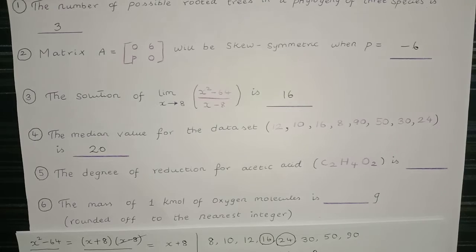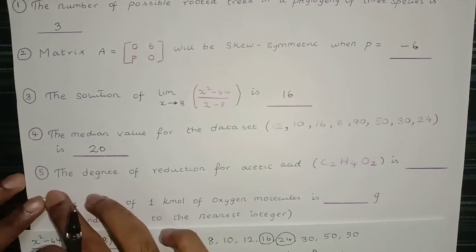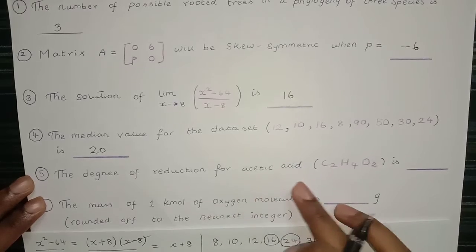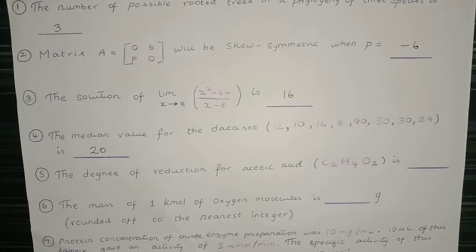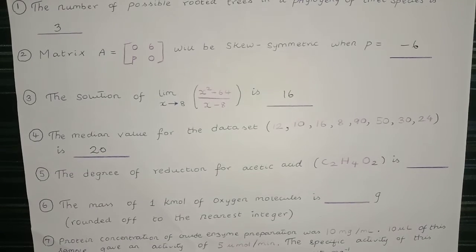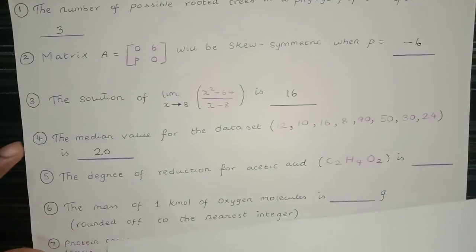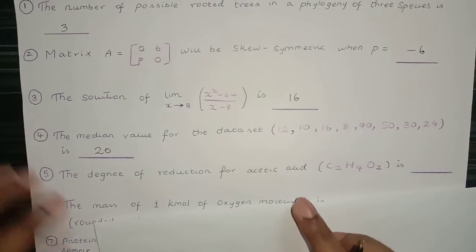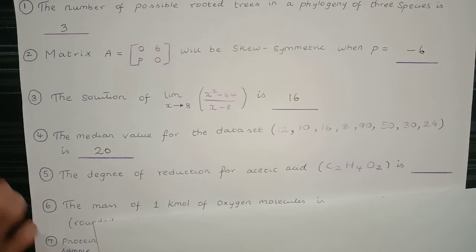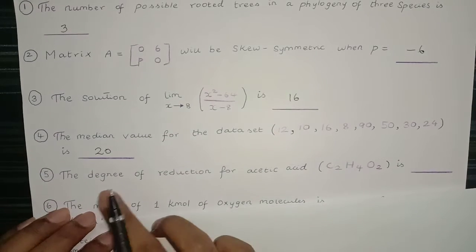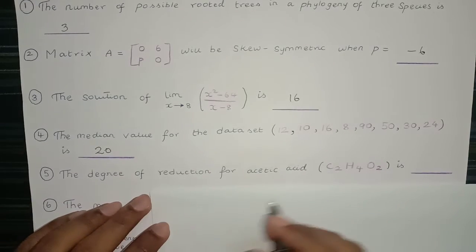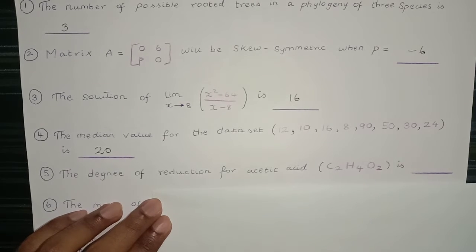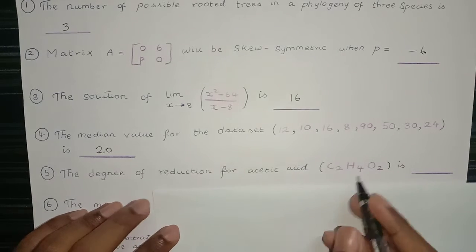Next, question 5. The degree of reduction for acetic acid C2H4O2 is dash. So we need to find the degree of reduction. Check out my previous video which shows a complete formula list for bioprocess engineering, where we gave the table for different elements starting from carbon to nitrogen in say 3 different forms, which can be useful to find the degree of reduction. Say degree of reduction is nothing but the total number of available electrons divided by number of carbons or the moles of carbons.